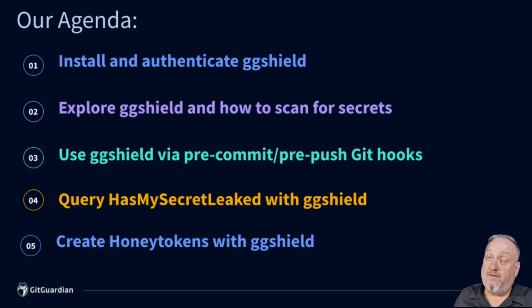And that concludes our very thorough walkthrough of ggshield. We have covered a lot today, from installing and authenticating ggshield to running scans across repos, paths, archives, and containers. We've used ggshield inside of CI environments and in pre-commit and pre-push hooks with ggshield install. We've checked for exposures with HasMySecretLeaked and used honeytokens to set up defenses for unexpected secret use. The goal of ggshield is to empower developers to help keep secrets out of their code and repos while actively defending their projects and organizations.